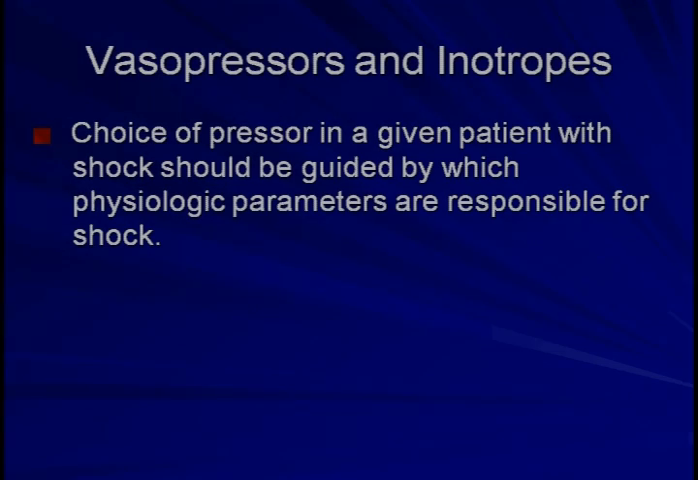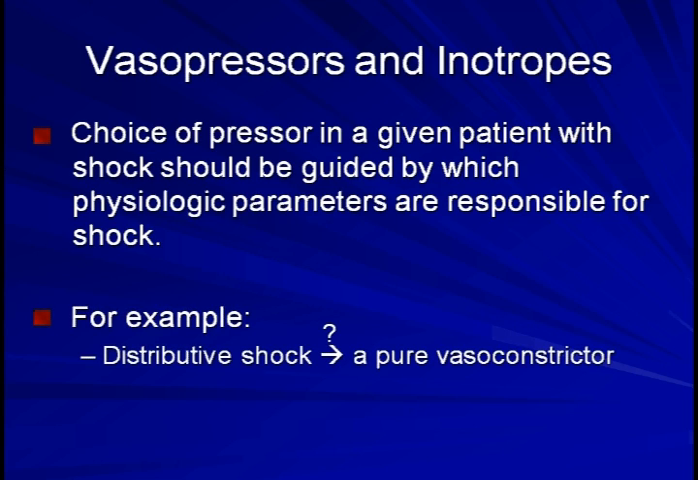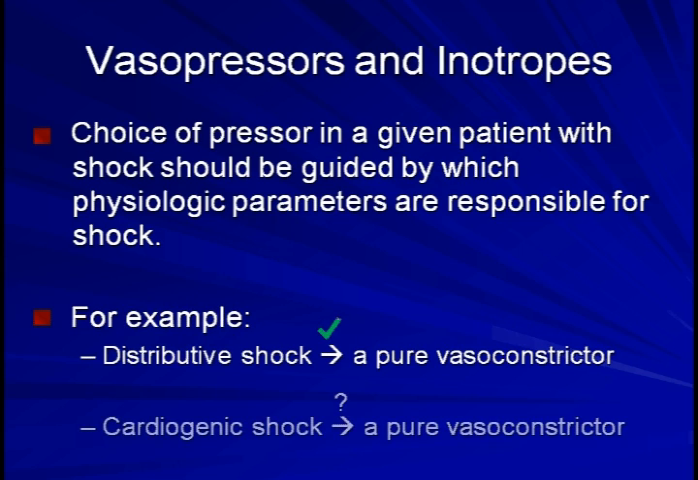So now, how do we go about choosing which pressor to use in a specific circumstance? As a general rule, the choice of pressor should be guided by which physiologic parameters are responsible for the shock. For example, in a patient with pure distributive shock, where the primary hemodynamic derangement is low SVR, a pure vasoconstrictor would be appropriate. However, in cardiogenic shock, where the primary derangement is low contractility, a pure vasoconstrictor would be contraindicated.